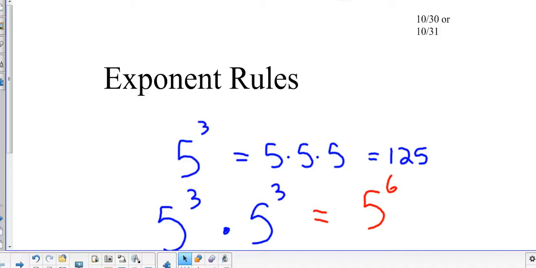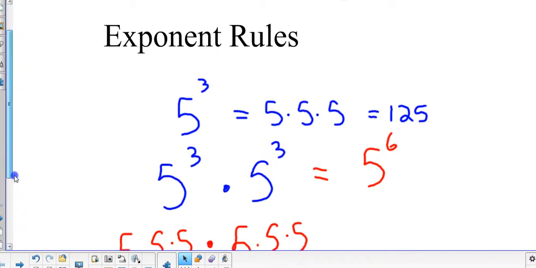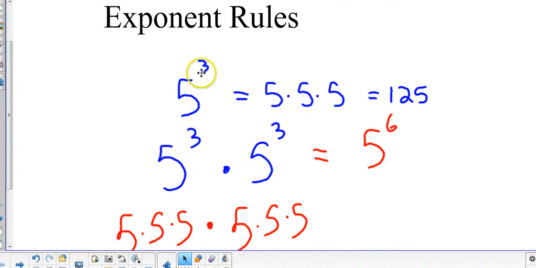So, again, we're talking about exponents, and we need this in this chapter because we're dealing with fractions that also have maybe variables with exponents. So just as a review, when we multiply, 5 to the third means 3 factors of 5, right?